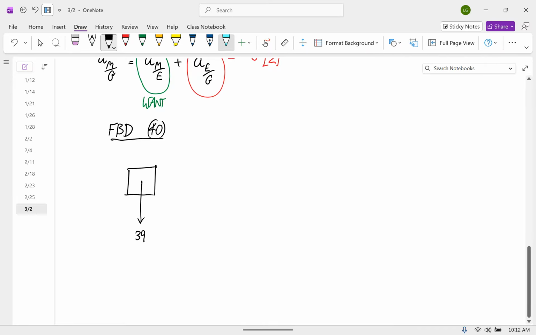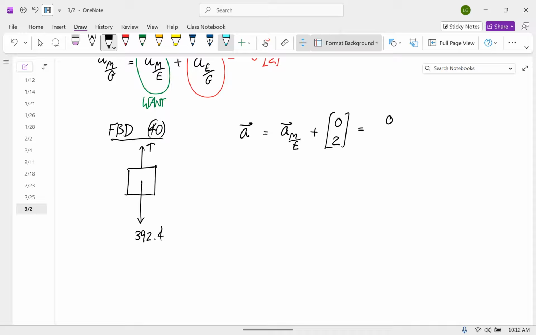So we have 392.4 down, and then we have our cable force up. And the acceleration that we want is relative to the ground. So this is going to be equal to the acceleration of the mass relative to the elevator plus 0, 2. That's the acceleration of the elevator relative to the ground. And so I'm going to write this as 0a plus 0, 2.